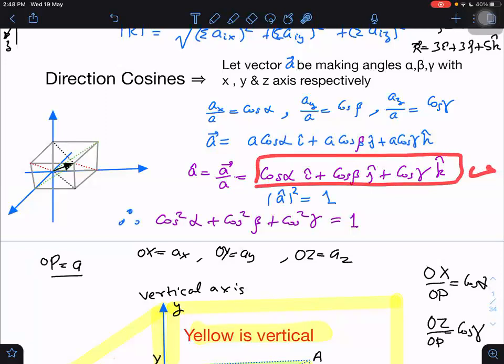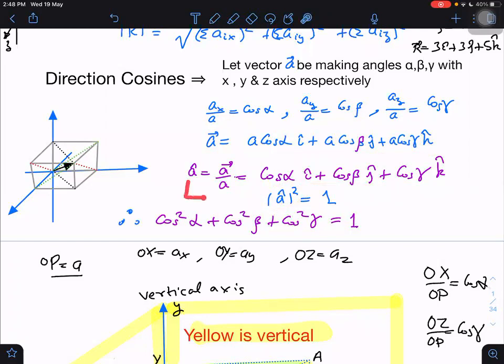And what is the square of A cap? You know that the magnitude of A cap is 1 unit. Because it is of magnitude 1 unit, if I take its square, I will get the answer as 1. Square of 1 unit will be 1 only.